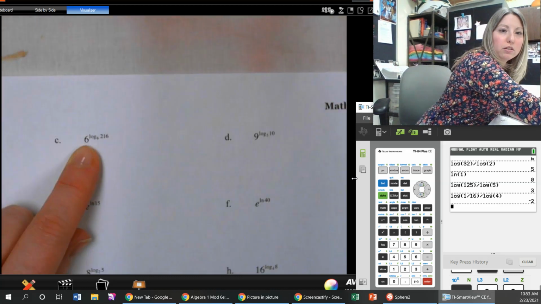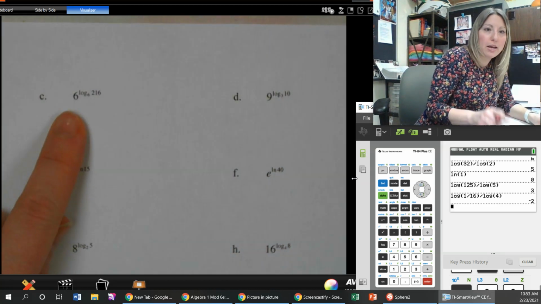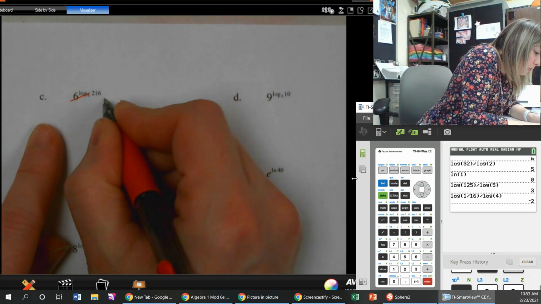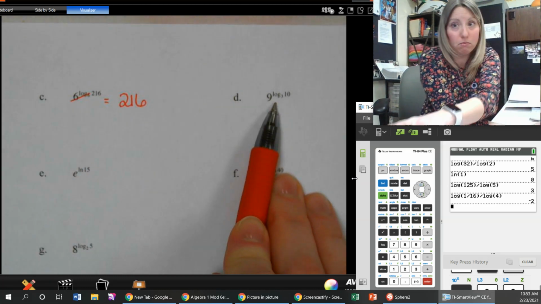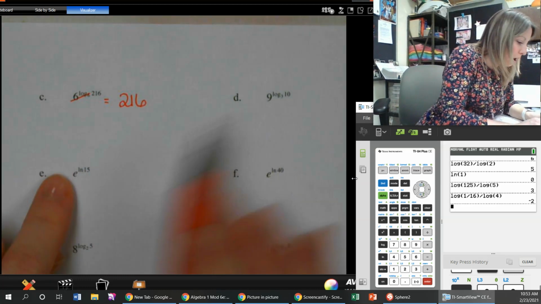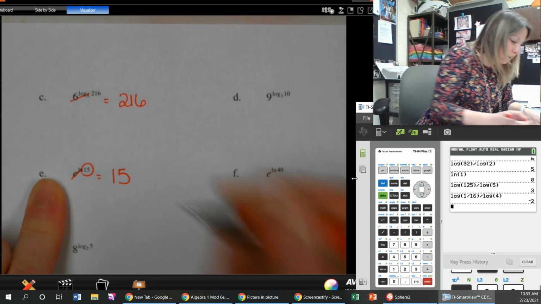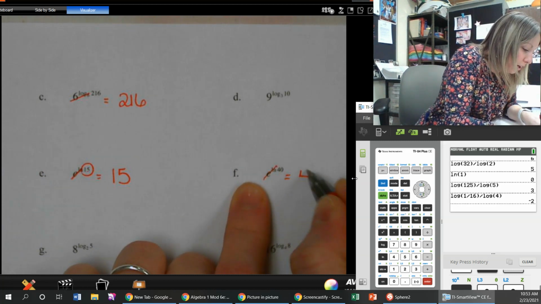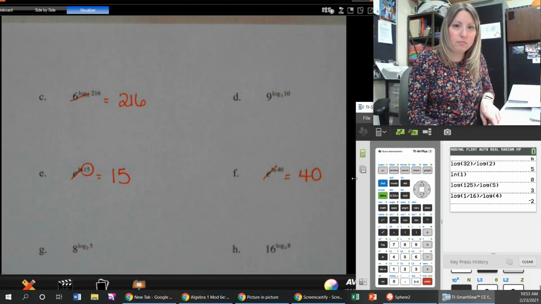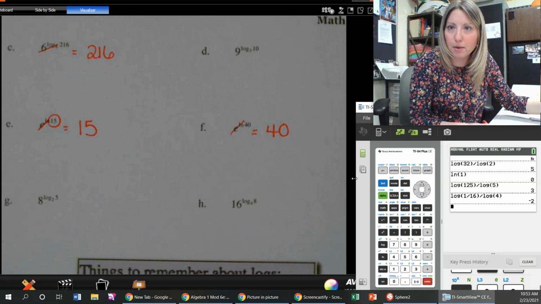Here, I'll zoom in because it's tougher to see. I know you have this on your paper, but still, it's tougher to see. Bases are the same. Cancel them. Your answer is 216. Okay? Bases are not the same. I'll get to this in a sec. Bases are the same. Cancel. Your answer is 15. Bases are the same. Your answer is 40. Oh, there's 3 of them where the bases aren't the same, right?